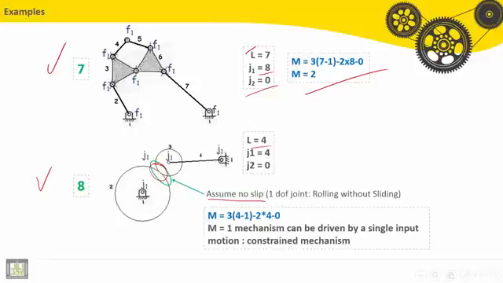So number of links is equal 4, include the ground, 1, 2, 3, and 4. Lower pair joints, we have 4. Rotation here, rotation here, and rotation here, 3. And in this region we have rolling without sliding, so 1 degree of freedom joint, total is 4, and no higher pair joints. So M mobility is equal 1. Mechanism can be driven by single input motion constrained mechanism.